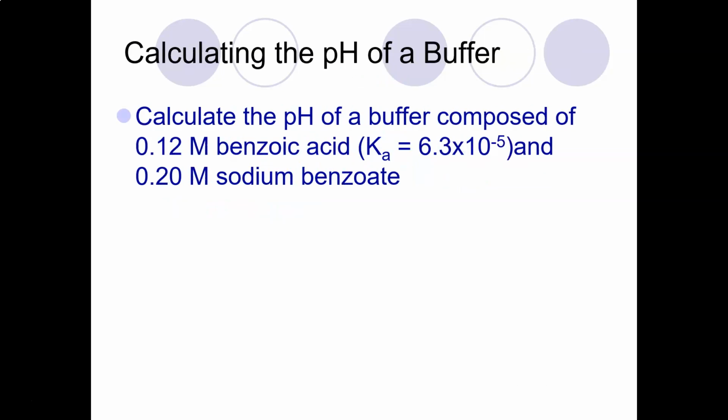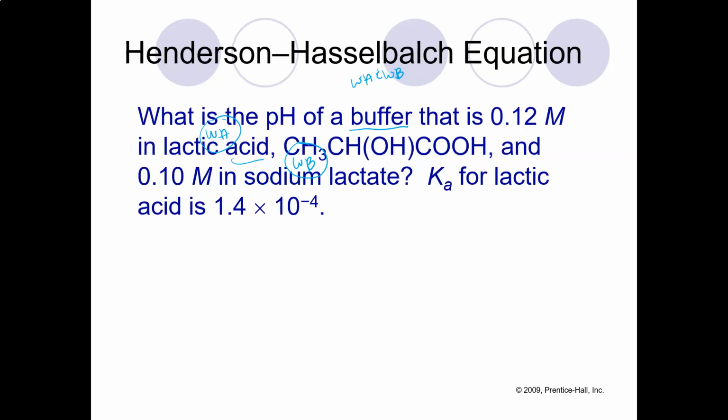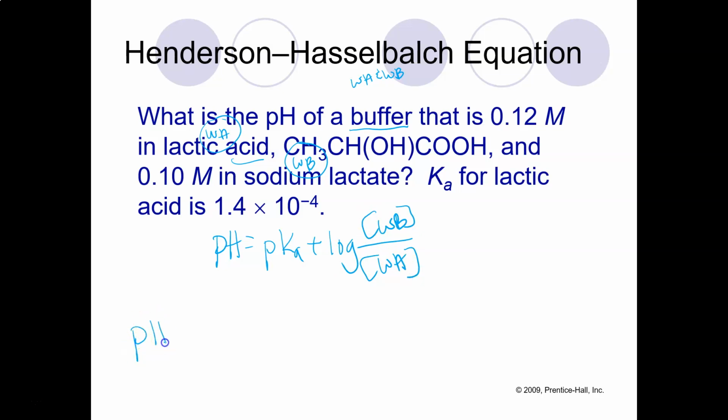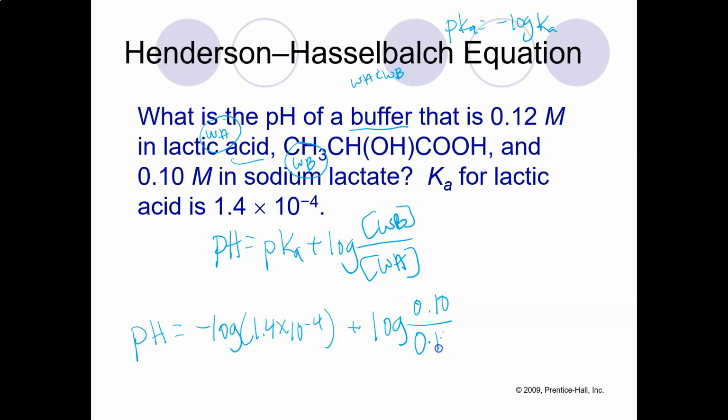So, I guess I didn't write it on here. pH equals pKa plus log of weak base over weak acid. So I'm going to plug numbers in. We're solving for pH. The pKa is equal to the negative log of the Ka value. So negative log of 1.4 times 10 to the negative fourth, plus the log of weak base, that molarity was 0.10, divided by weak acid, that molarity is 0.12.